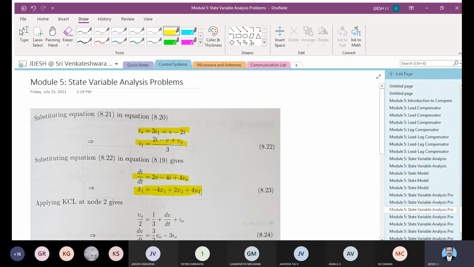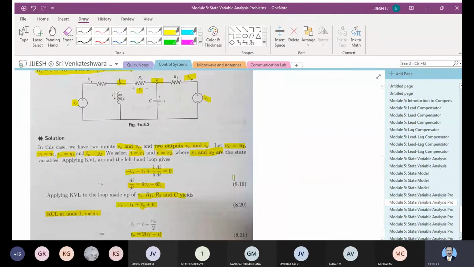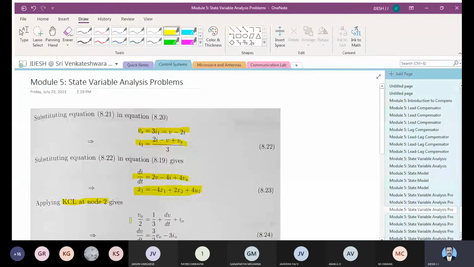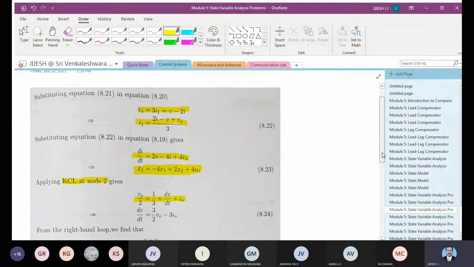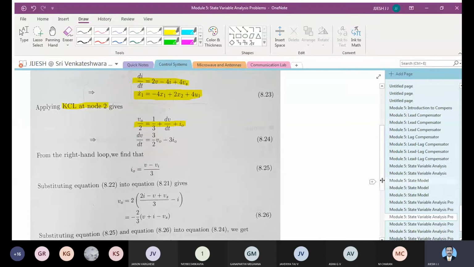You have to do it for node 2 as well. Similarly, we have done it for node 1, so let us go for node 2 as well. By doing KCL at node 2, you can see this is node 2, and you can apply the KCL at node 2. When you do that, you will get V0 divided by 2 is equal to 1 by 3 plus dV by dt plus I0. When you simplify that, you will get dV by dt equal to 3 by 2 V0 minus 3 I1 I0.